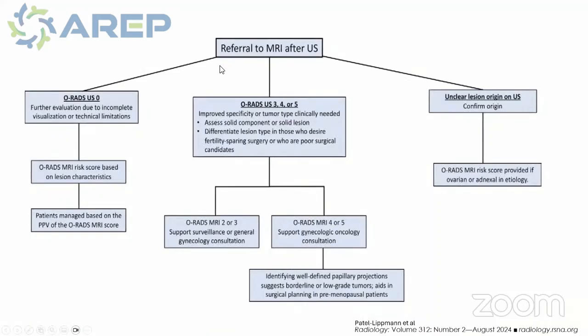So now this is just an imaging algorithm, how to go about these lesions. Ultrasound O-RADS 0 category needs further evaluation, either a repeat ultrasound or MRI. And when we get an MRI, that can be scored based on the lesion characteristics and the patient managed further according to the O-RADS score. O-RADS ultrasound 3, 4, or 5 lesions: if there's any solid lesion or a cystic solid lesion, then MRI can further help to assess for benignity and accurately stratify those lesions into either 2, 3, 4, or 5, and further management options can be decided based on the imaging findings. When there is a lesion but unclear lesion origin on ultrasound, again, MRI can help to identify the organ of origin and further stratify the lesion based on the scoring system.